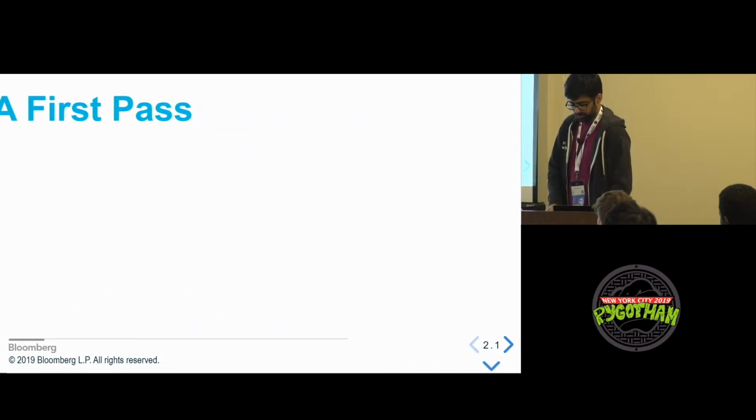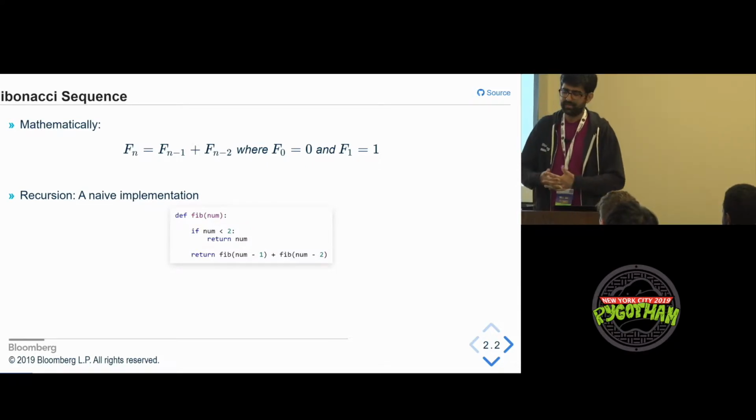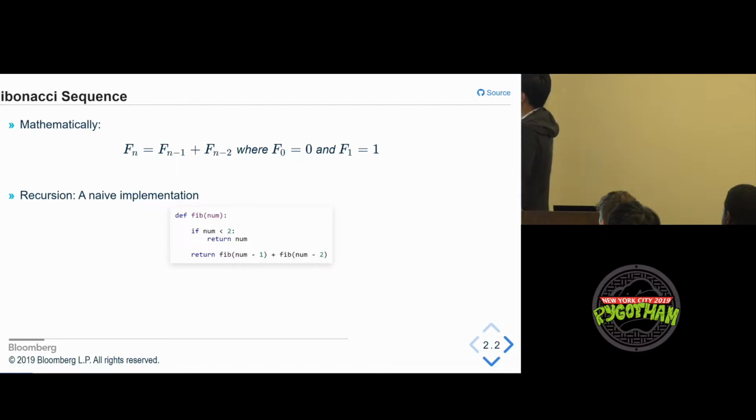Okay, so we are going to talk about recursion. Fibonacci, you can't get away from it. This is the mathematical description. This is a very naive implementation of it, right? So this completely matches what the description says, but from a computational standpoint, it is extremely inefficient.